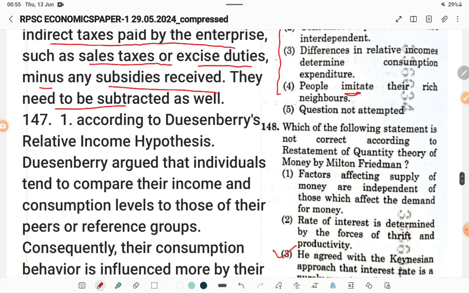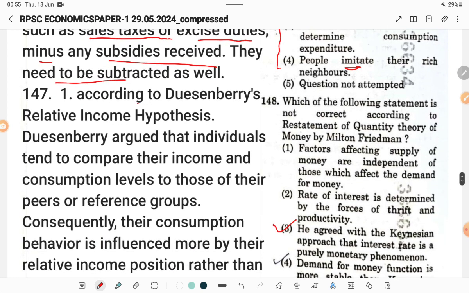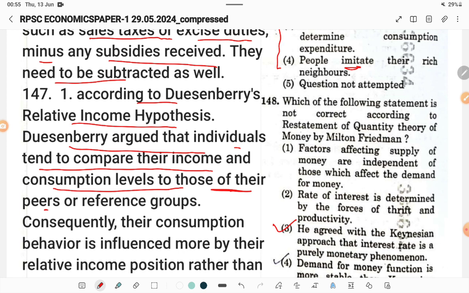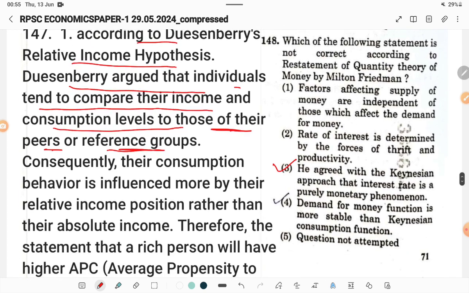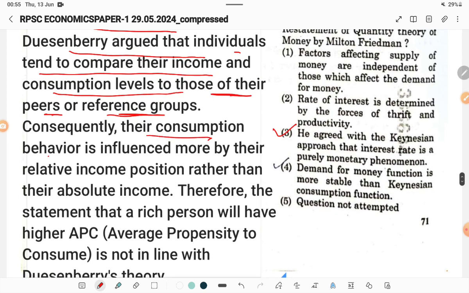Here is the explanation also. According to Duesenberry's relative income hypothesis, Duesenberry argued that individuals tend to compare their income and consumption level to those of their peers or reference groups. Consequently, their consumption behavior is influenced more by their relative income position rather than their absolute income.